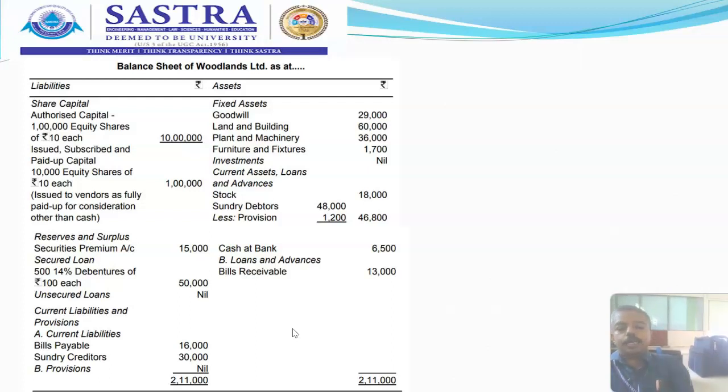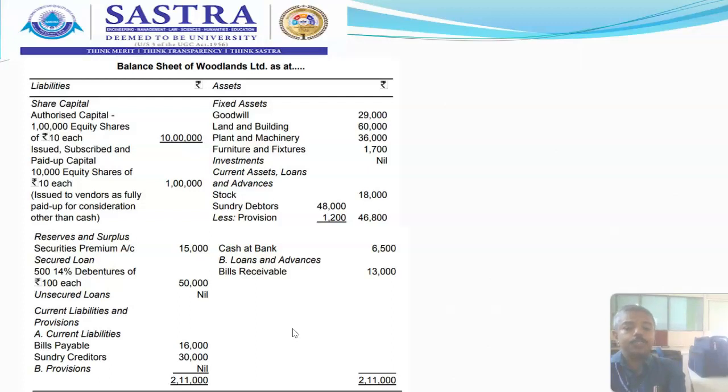So then the last item is loans and advances. First item is the fixed asset. The last item in the asset side is loans and advances. So here we have only one thing, that is bills receivable. So there is no revision. As it is from the balance sheet, we can take 13,000.